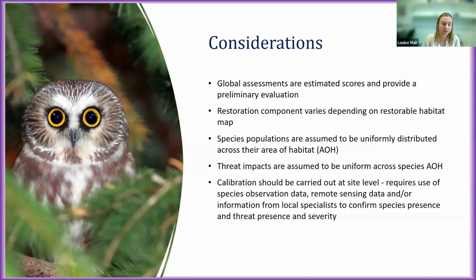All of this means that to actually implement STAR at a site level, calibration is needed. Calibration of estimated scores means using local data. That might be species observation data, remote sensing data, or information from local specialists, in order to confirm that the species we expect to be present really are present at the site, and also that the threats we expect to be present are present, and how intense and severe their impacts are. By using that local data on species and threats, you then get a calibrated STAR score that's much more accurately representative of the local state.